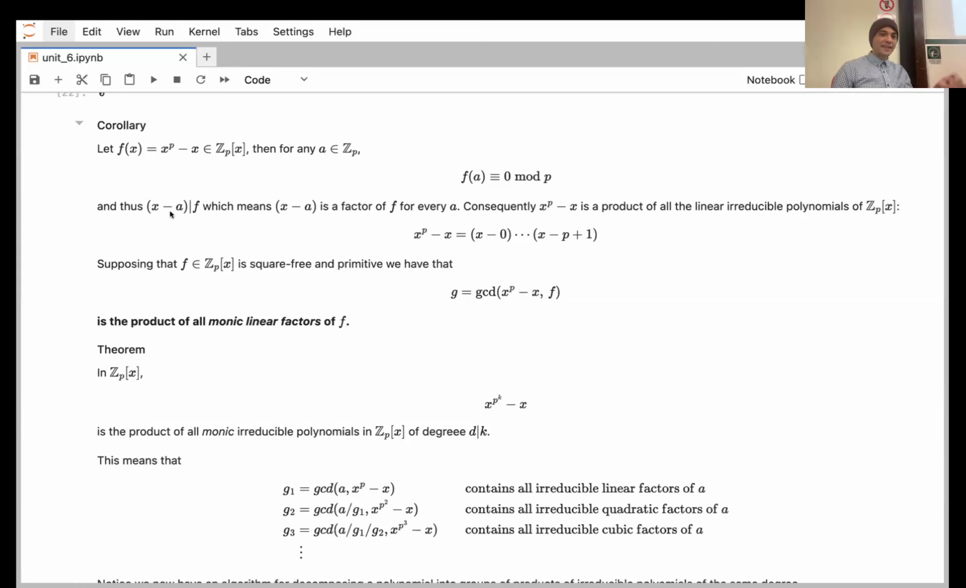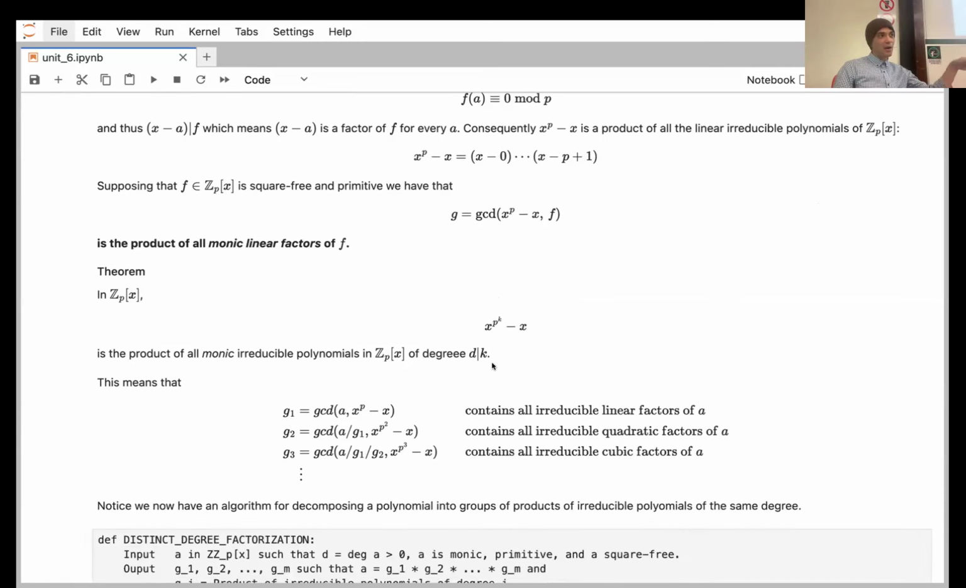Therefore, x minus a divides f for every a, which means x minus a is a factor of f for every a, and consequently, x to the p minus x mod p is the product of all linear factors. Furthermore, x to the power of p to the power of k minus x is the product of all irreducible polynomials of degree d that divides k. Or another way of saying this, this is going to be the product of all polynomials of degree k.